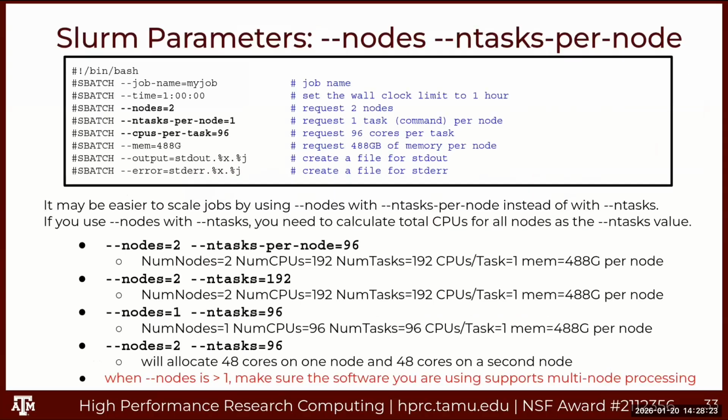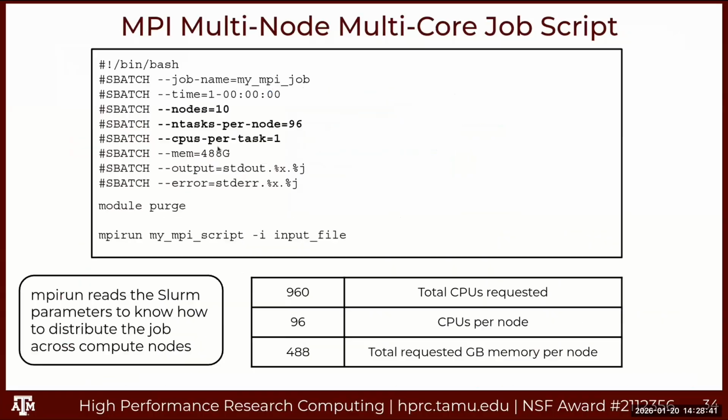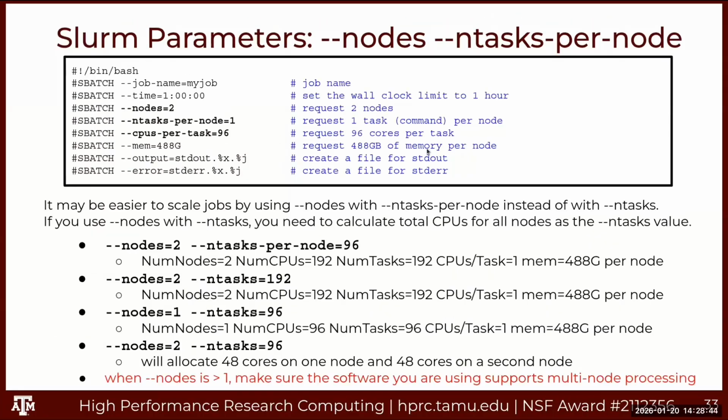All right, multiple node. Basically, you just change the number of nodes. Make sure you're aware of CPUs per task, and memory is going to be the same. The maximum memory per node. It's not the maximum total memory per node, so you don't have to multiply. You do not have to multiply 488 by 2. Remember, this is memory per node.